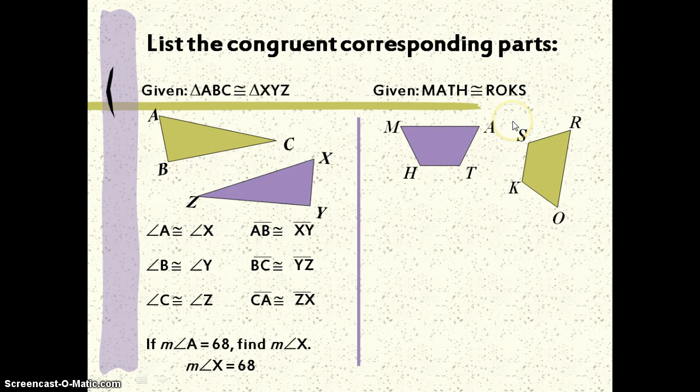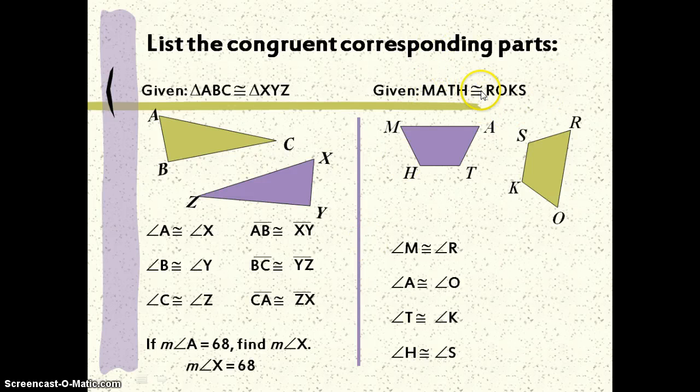Alright, I'm now giving you that the quadrilateral MATH is congruent to the quadrilateral ROCKS. I want you to pause this and try to list all the congruent angles and congruent sides. I will go through them in just a second. Alright, so angle M is congruent to angle R. Angle A is congruent to angle O. Angle T is congruent to angle K. And angle H is congruent to angle S.